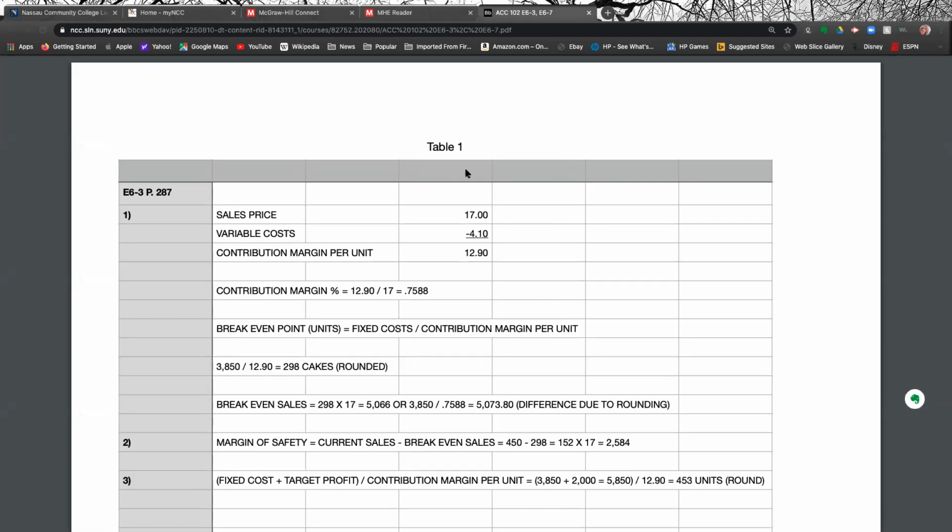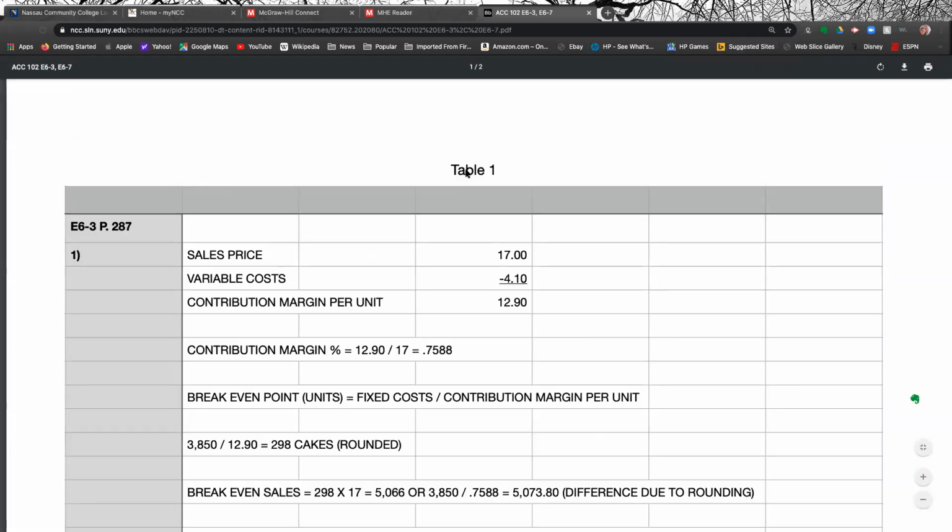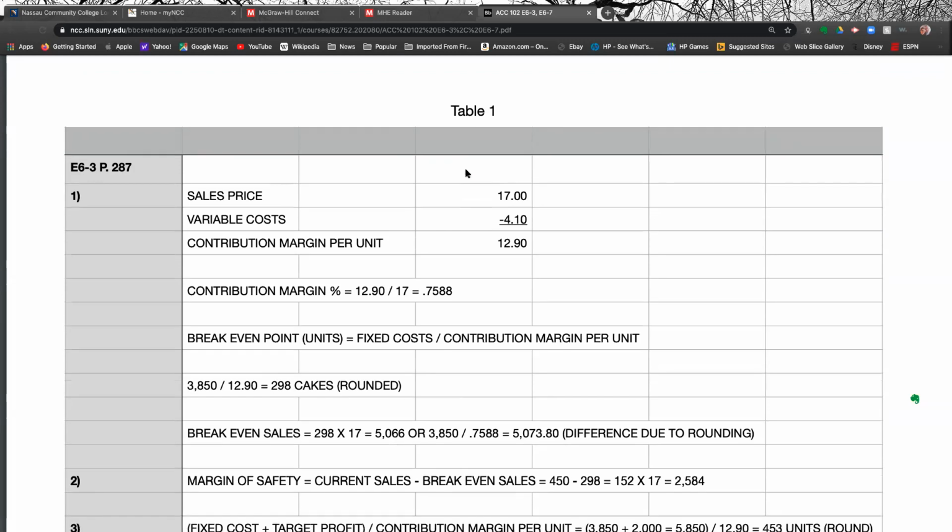So let's take a look. Break-even point. Sales price minus variable cost equals contribution margin per unit. So in this case, it came out to $12.90. Let me see if I can make that even bigger. $12.90.